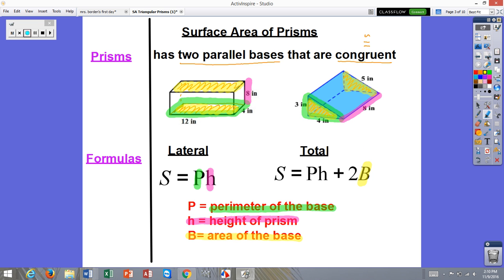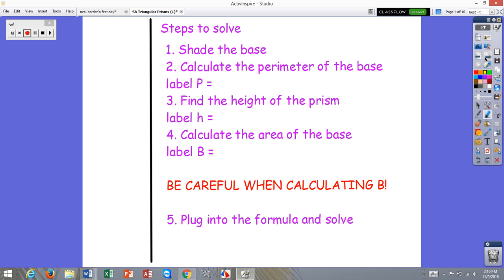Okay, let's practice a rectangular prism and a triangular prism using the formula. Before we do that though, we need to understand the steps. So the first thing I want you to do is shade the base. If the base is not shaded for you, shade the base, okay?